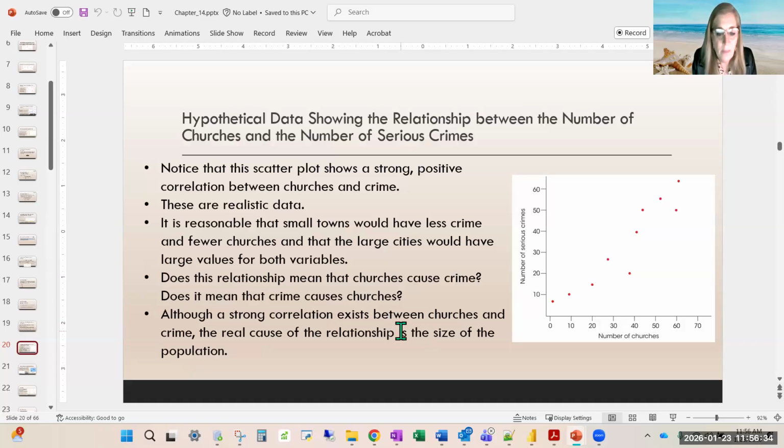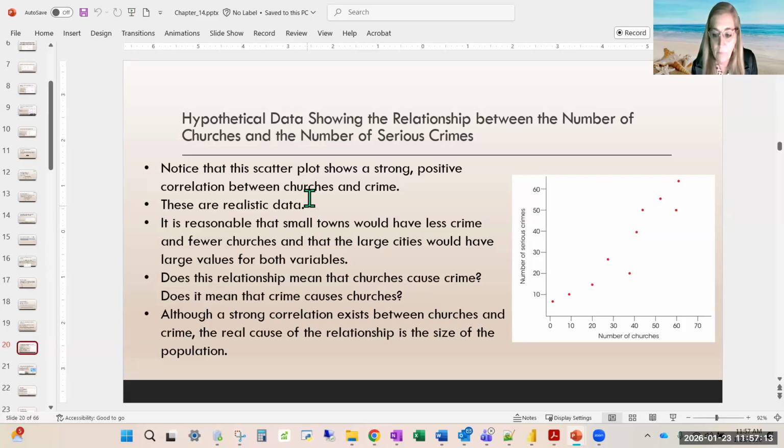All right. This is hypothetical data showing the relationship between the numbers of churches and the number of serious crimes. And this is an example of how and why you cannot use correlation to show a cause and effect relationship. Here, notice that this scatter plot shows a strong positive correlation between churches and crimes. And so it's positive, as one is going up, so is the other one. So that means the more churches there were, the more serious crime there seemed to be.